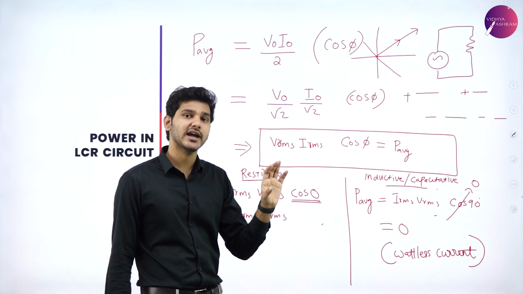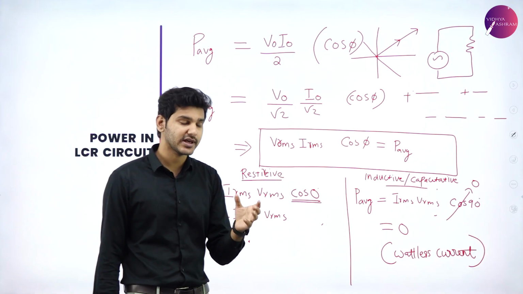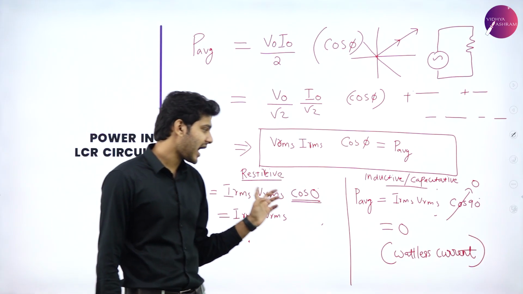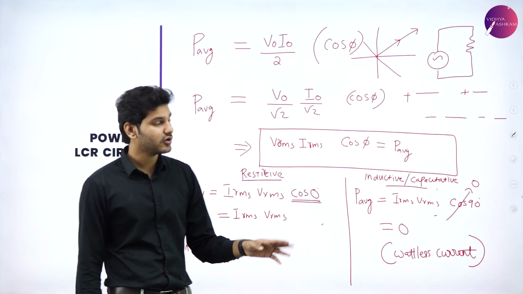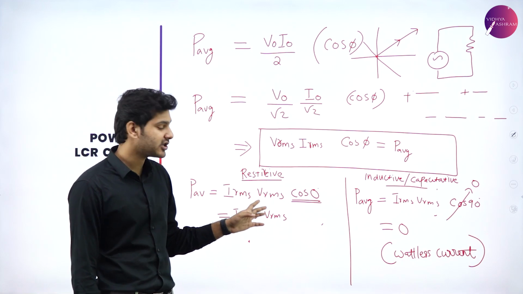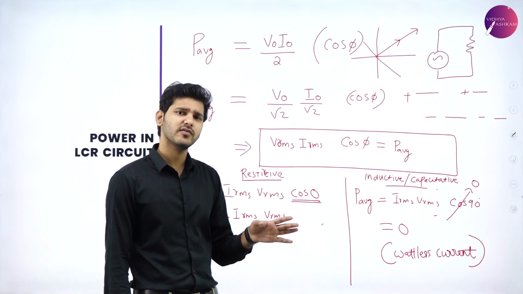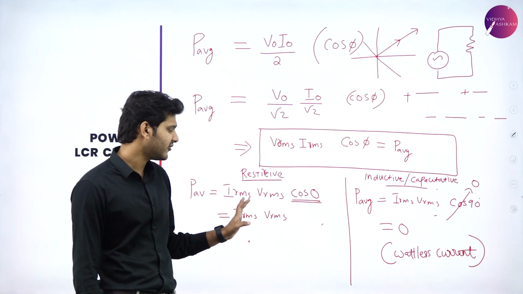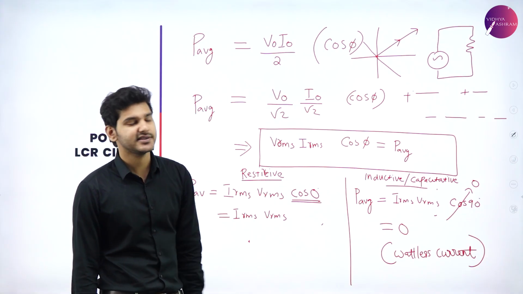Now if you apply that for a purely resistive circuit, since the phase angle difference between voltage and current is 0, the average power output of a purely resistive circuit will be equal to V RMS into I RMS. Just like VI, we'll get V RMS into I RMS. So we'll get the average power just like in a DC circuit.